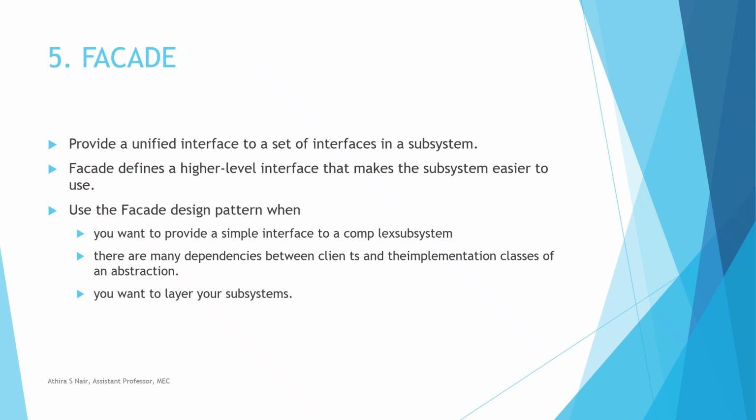Next type is facade. So this provides a unified interface to a set of interfaces in a subsystem, and facade defines a higher level interface that makes the subsystem easier to use. And we can use the facade pattern when you want to provide a simple interface to a complex subsystem, or there are many dependencies between clients and the implementation classes of an abstraction, or if you want to layer your subsystems.